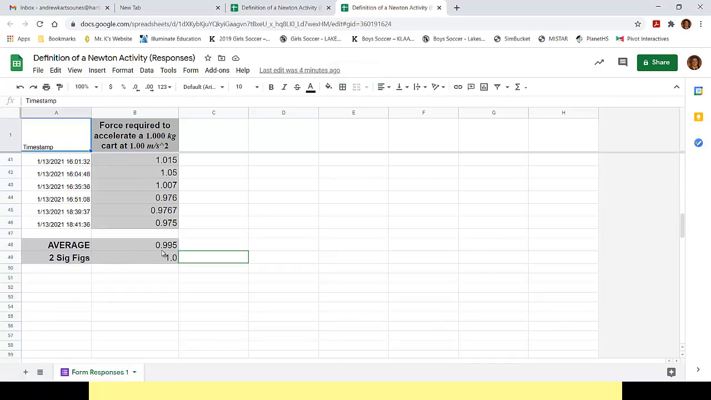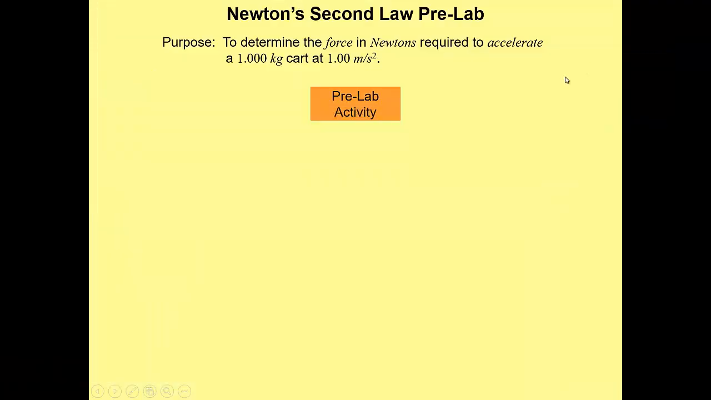Right? And on average, it was about, to 3 sig figs, 0.995, which to 2 sig figs is a nice round 1.0. So it looked like it would be about 1 Newton to make a 1 kilogram object accelerate at 1 meter per second squared. And that is, in fact, how the Newton is defined. Right? A Newton is a kilogram meter per second squared.